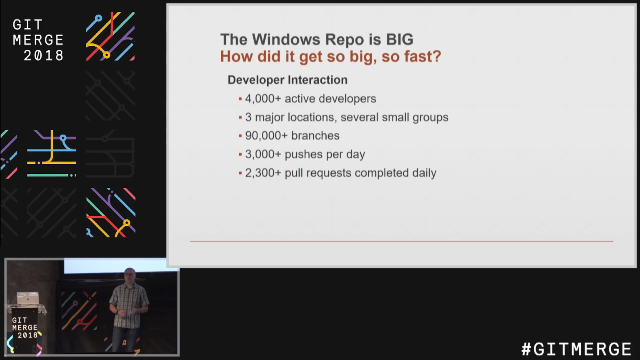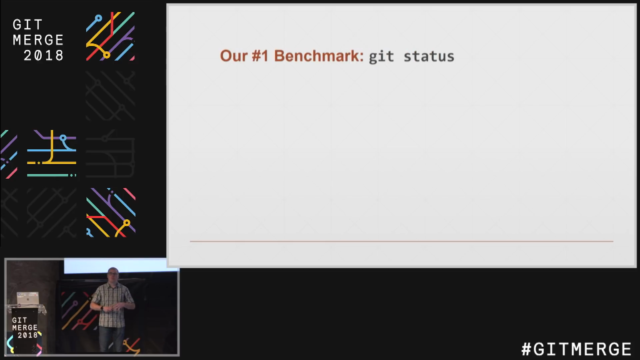There's over 90,000 branches that are actively used by our developers, and they're pushing 3,000 times a day and completing 2,300 pull requests a day. And I'm counting weekends there because of time zones and stuff, but that's a lot of activity, lots of movement. So what we want to do is try to make sure that all these developers that are working in this repo do their work as efficiently as possible, and Git should be out of the way.